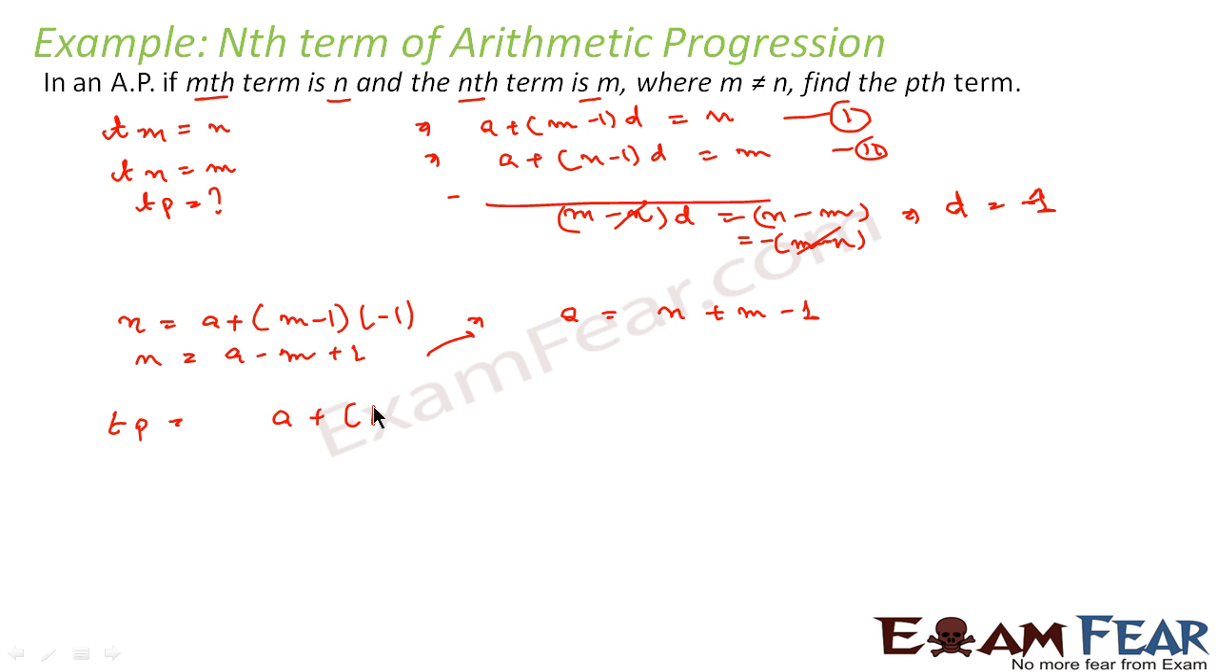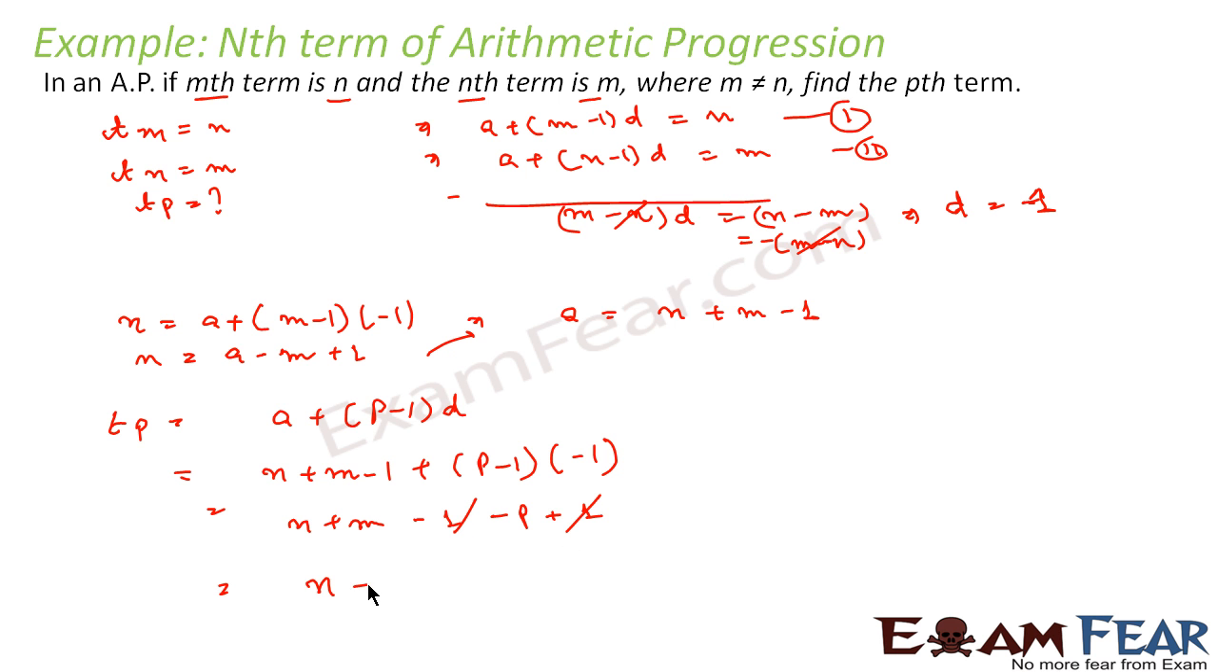T of p is nothing but a plus (p minus 1) into d. Correct? So now we know the value of a. a is nothing but n plus m minus 1, so this is n plus m minus 1 plus (p minus 1). d is equal to minus 1, we know this. So this becomes n plus m minus 1 minus p plus 1. Minus 1 plus 1 cancel, so this becomes n plus m minus p.